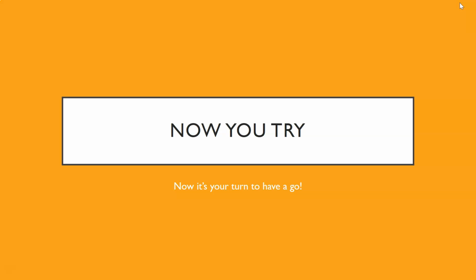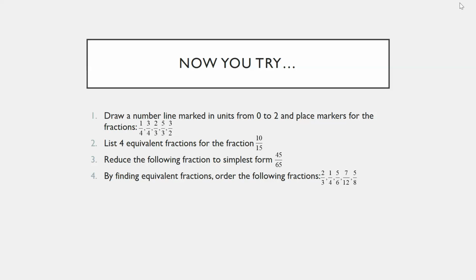Alright, now that I've done an example for you and gone through an introduction to fractions, it's your turn to have a go. So here are 4 questions for you to have a go at. If you get stuck, remember you can rewind the video to rewatch parts that you're unsure of. I would suggest you pause the video now, have a go at these questions, and then press play when you're ready to check your answers.